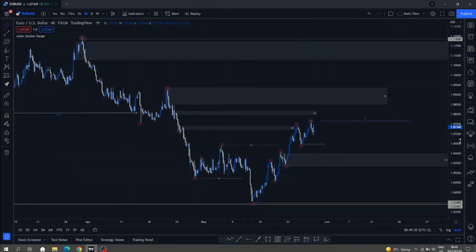So EURUSD looking very interesting for the remainder of Q2. Definitely keep an eye on this particular daily flip zone, which essentially starts at around 108.528, and then also keep an eye on this daily demand zone which starts at around 106.014.